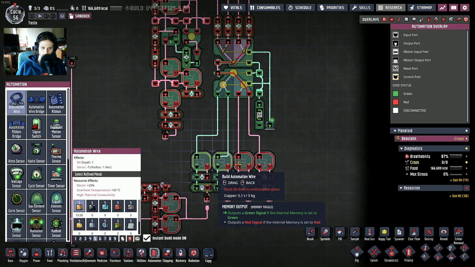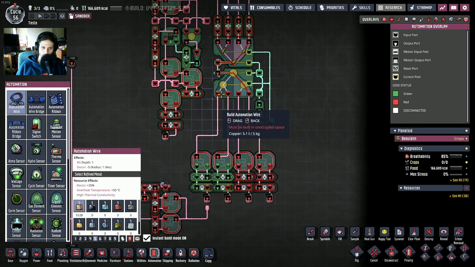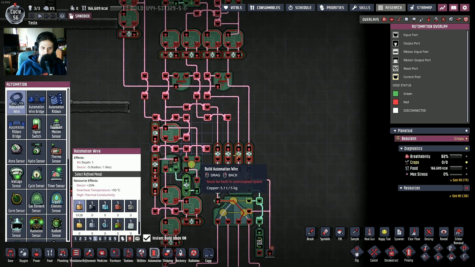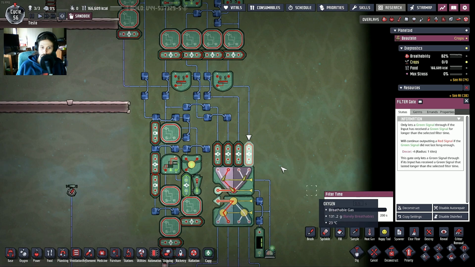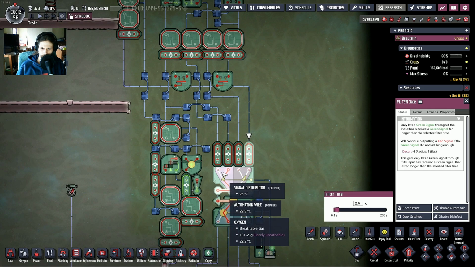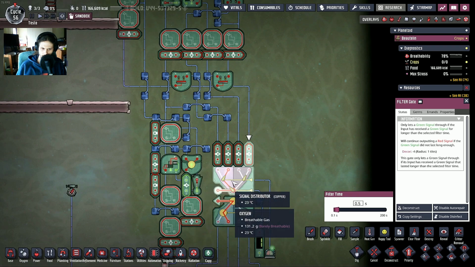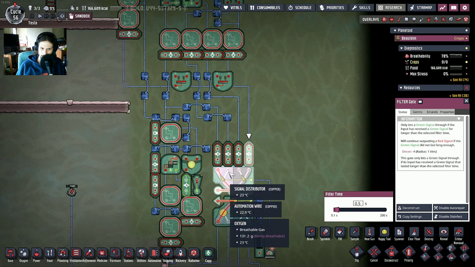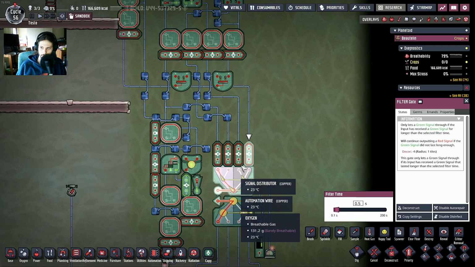So yeah, we don't want 2 signals to be written at the same time. This is going to allow us to cycle through the signals themselves. In here we have this filter gate set to 0.5. This is very necessary because every time these things flip, sometimes there are ghost signals.